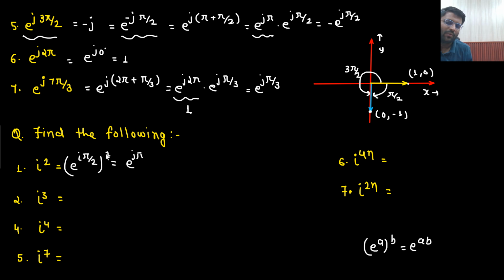So e to the power j pi by 2, multiplied by 2, will become e to the power j pi. What is the value of e to the power j pi? Sir, magnitude 1 making an angle of pi with the positive x-axis. Sir, it is nothing but minus 1. So iota square is nothing but minus 1.